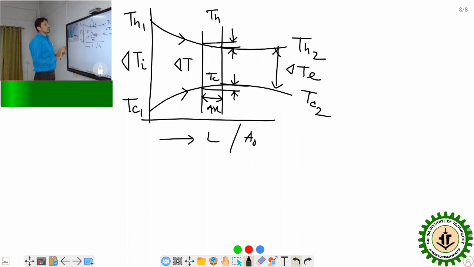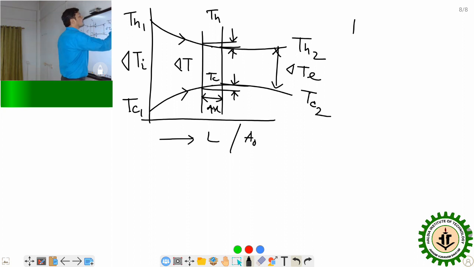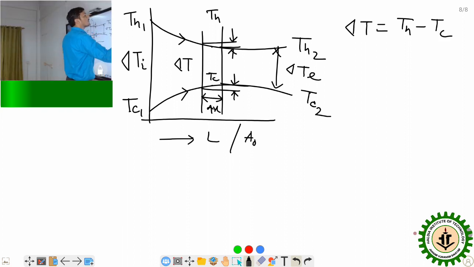Now this is the temperature profile of the parallel flow heat exchanger. Focusing within this elemental section, we can write del T as the temperature of hot fluid minus the temperature of cold fluid. Since we are analyzing the elemental section, the change of the temperature, d del T, would be nothing but what?